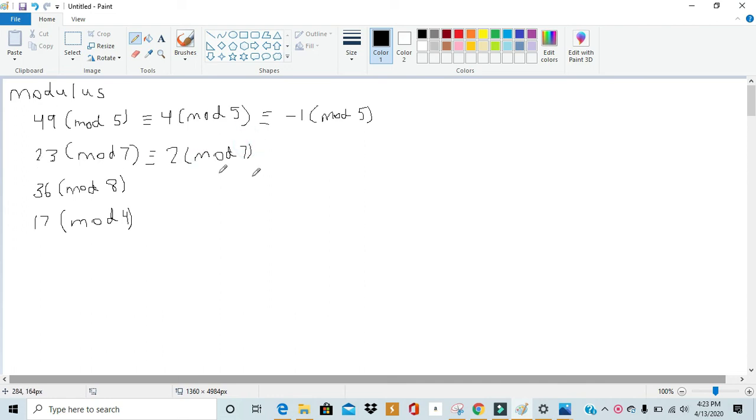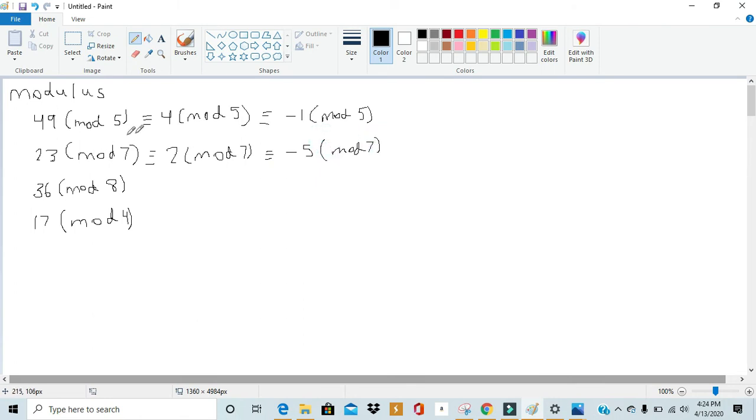If we want to write this as negative numbers, what's the smallest multiple of 7 greater than 23? That's 28. 28 is exactly 5 more than 23. So we can express 23 as negative 5 mod 7, 5 less than a multiple of 7.